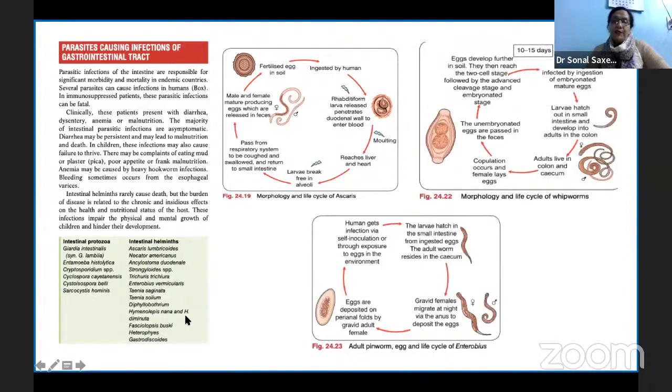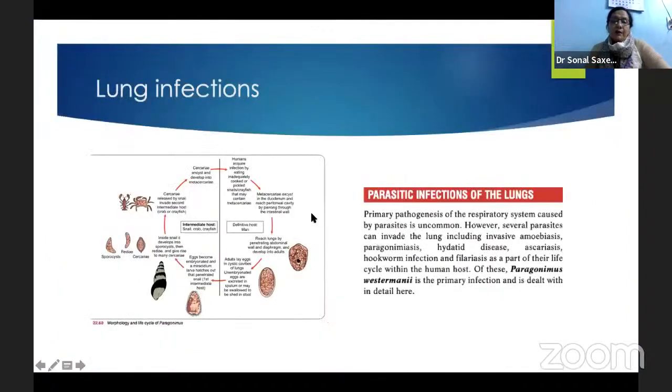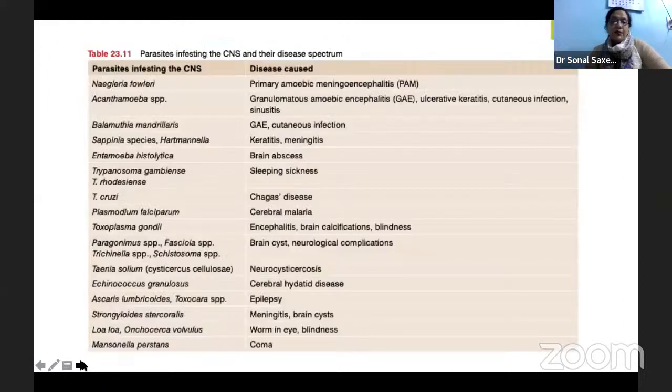These are the simplified diagrams that you can see of hookworms. And now, say, for lung infection, the parasitic infections of the lungs, Paragonimus westermani has been given special consideration with very simple figures. And then, for example, central nervous system.